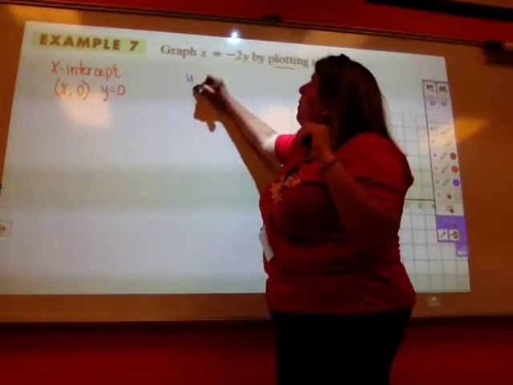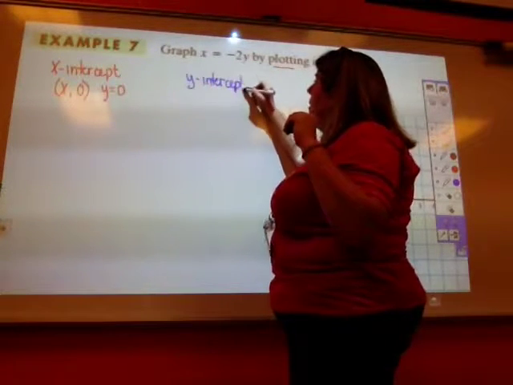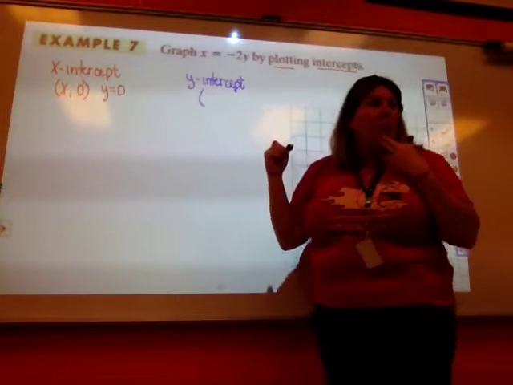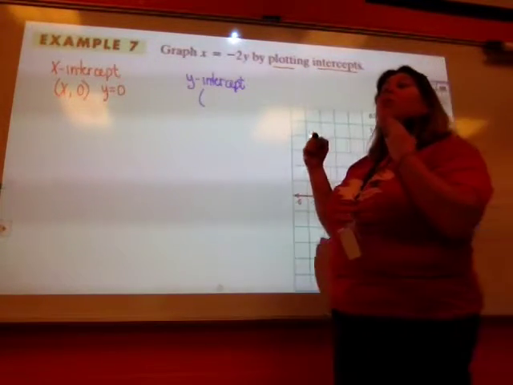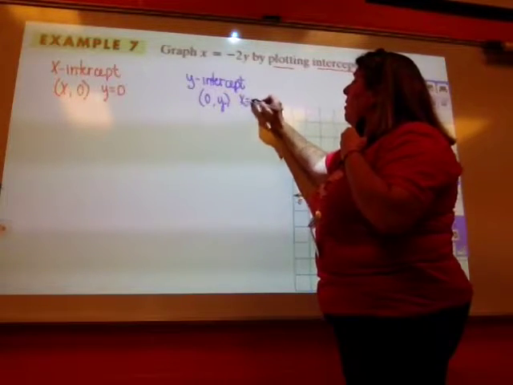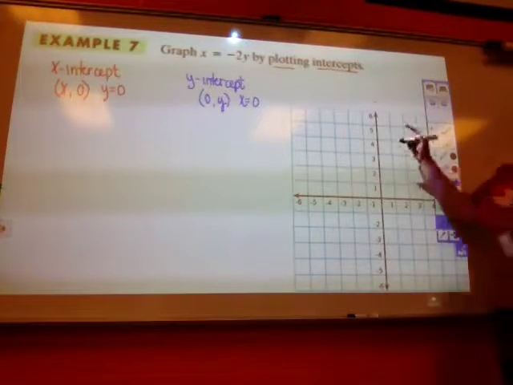And then I'm also going to have to find my y-intercept. And when I find my y-intercept, my ordered pair would be what? 0, y. And x would be equal to 0. So do we all agree with that? Yeah. All right, so I'm going to use the same equation for both.